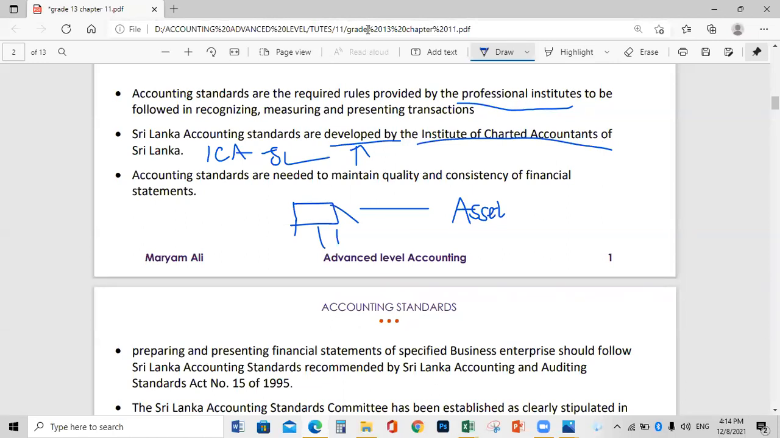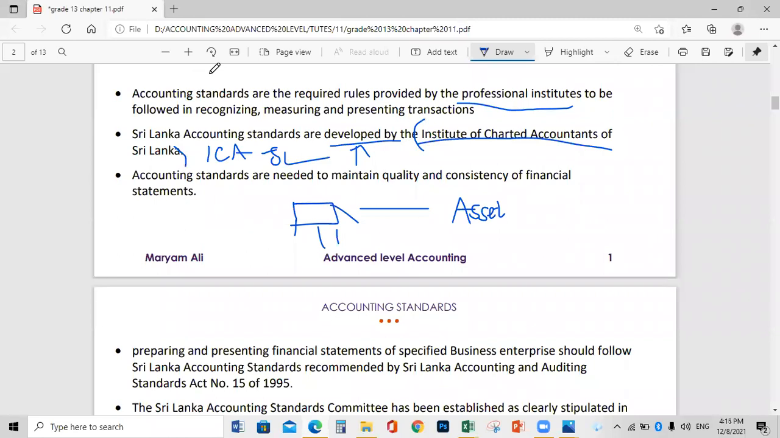If they ask you who develops standards in Sri Lanka, standards are developed by ICA Sri Lanka, the Institute of Chartered Accountants of Sri Lanka. You all might have heard this term, right? This institute. Some of you might have already gone there and visited that place.